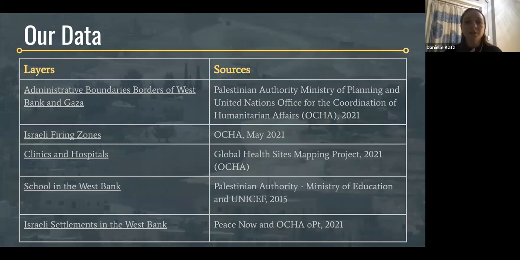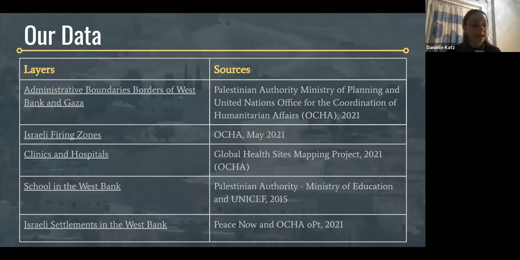So I've discussed the term firing zones multiple times now, and I just wanted to really go into depth before we start actually using that data and looking at how to manipulate it. A firing zone is a closed area within the occupied West Bank that Israel has designated for military training for their army. As of 2012, which was a little while ago, OCHA released a report that roughly 20% of the West Bank was occupied as a firing zone.